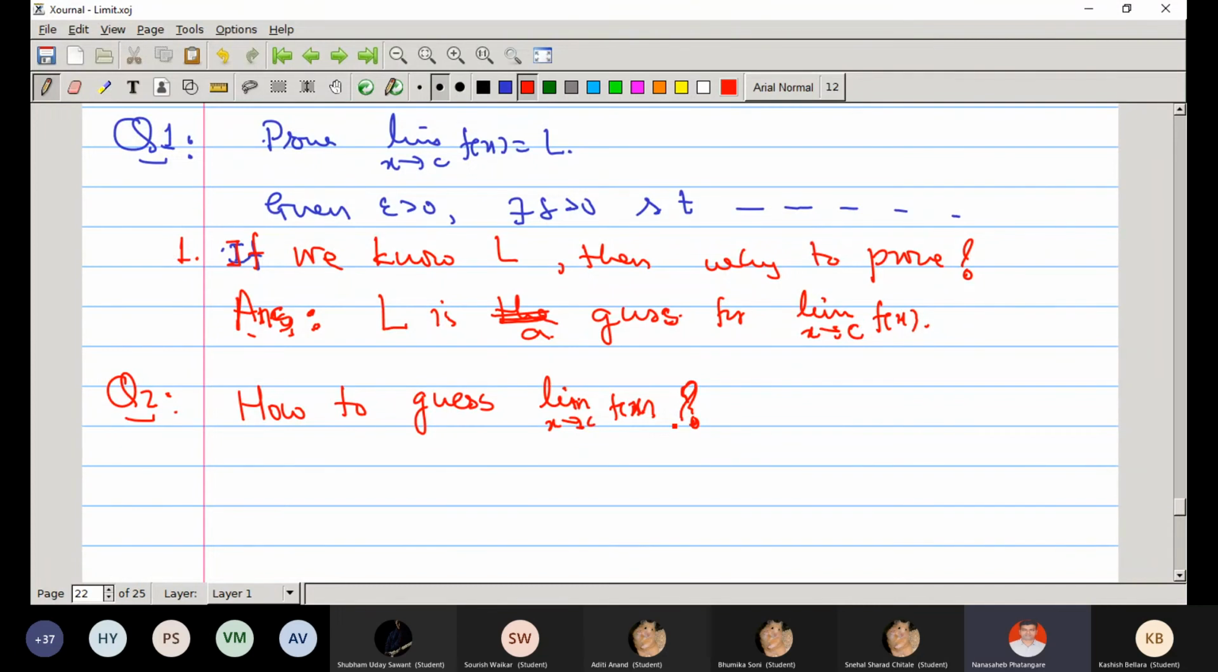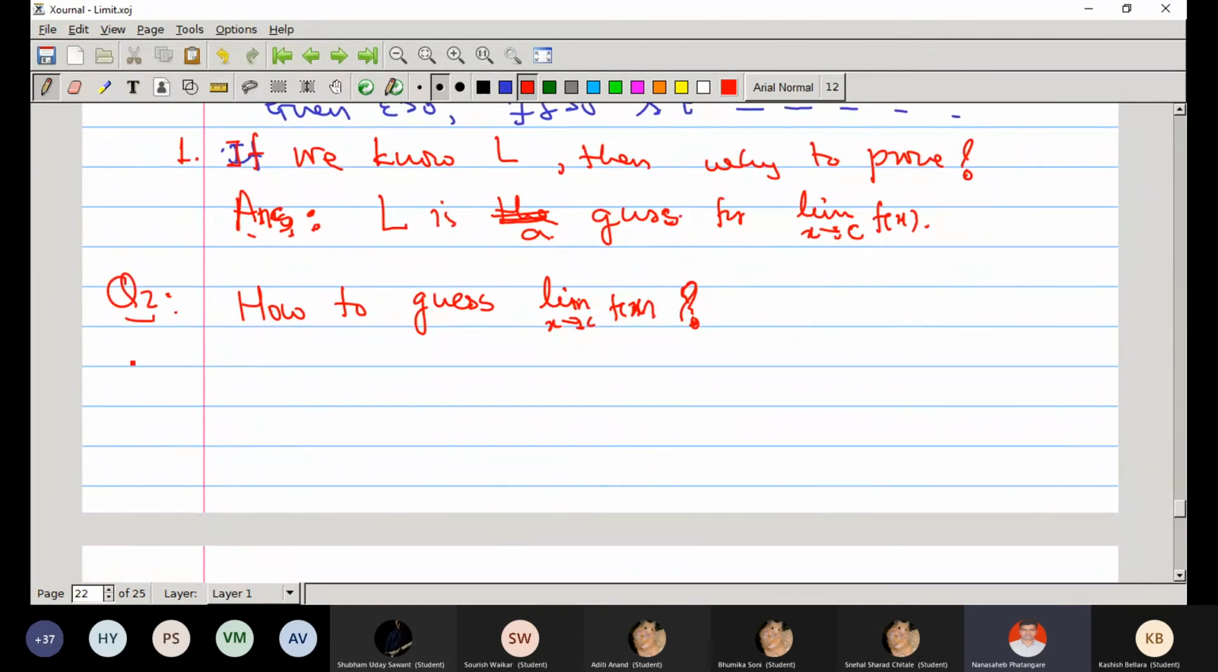How to guess the appropriate number? This could be a limit. How to guess? Does this question make sense? Yes, sir. How to guess the limit? And what is my answer? See the exercises that I have shared.